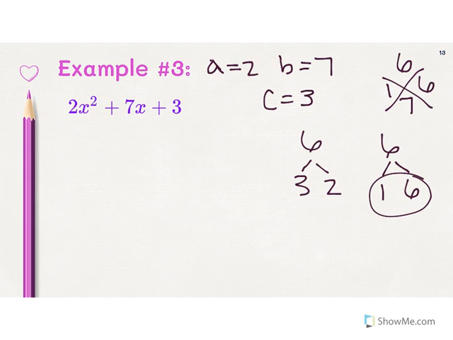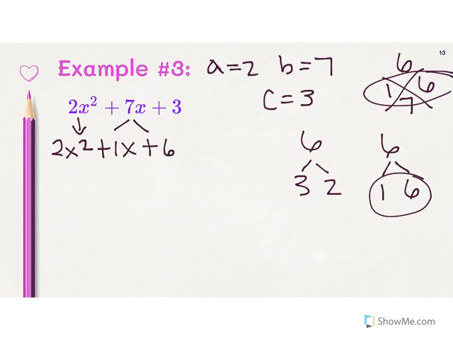And now I get to rewrite my b values. You're going to go ahead and bring down your first term, 2x squared. Rewrite your b value with your new b values. So plus 1x, you don't have to write that 1 in front of there, plus 6x, and then bring down that last term, plus 3.